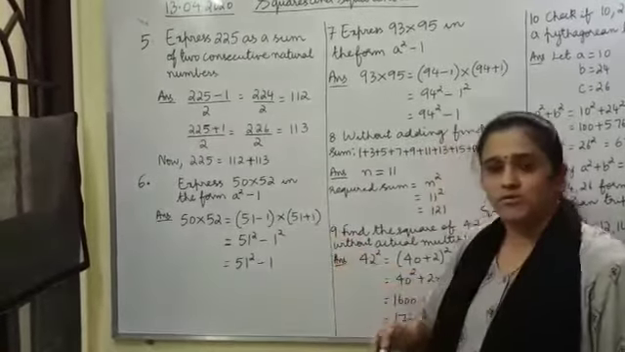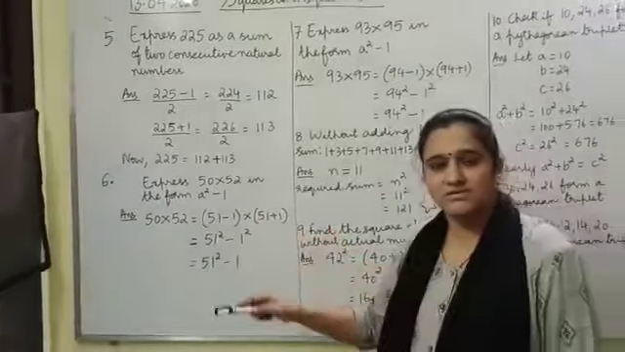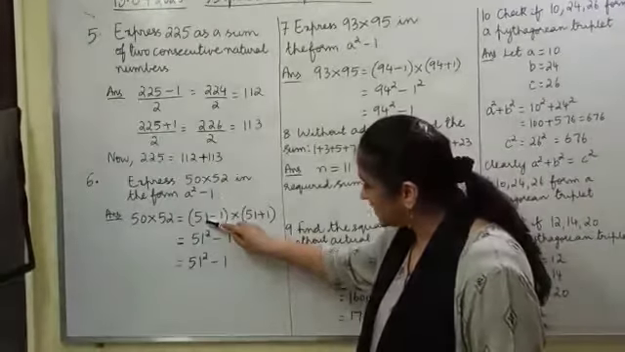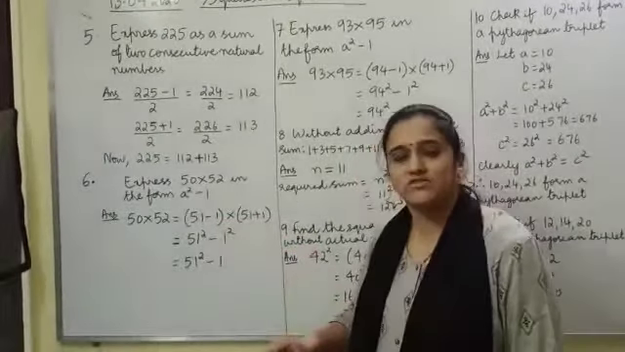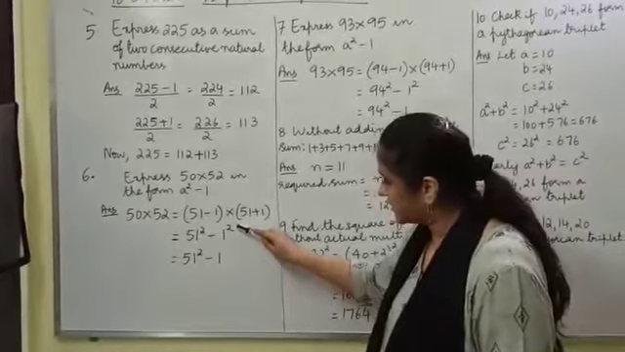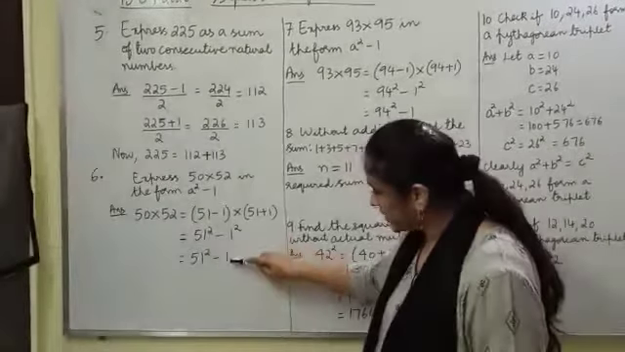So now you know the formula. This is in the form (a minus b) into (a plus b), so the answer is a square minus b square. Where a is 51, so 51 square, minus b square, where b is 1, so minus 1 square. So we have shown it in the form 51 square minus 1, since 1 square is 1.